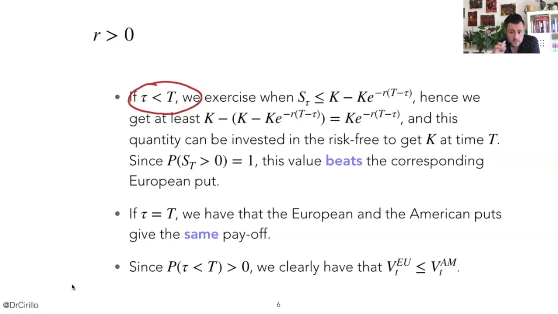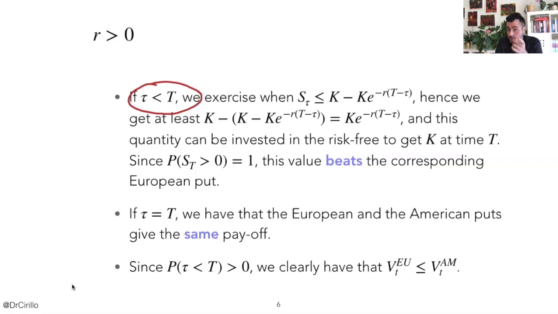Now, if we substitute the value of S_tau, we know that at least, because the value can actually be smaller than or equal to, but let's consider the equality, we get a value equal to K minus, in brackets, K minus K discounted at time tau. If you simplify, you immediately see that what remains is the quantity K multiplying e to the power minus r(T minus tau). Now, this quantity can be invested in the risk-free asset at the risk-free rate. And at time capital T, what we get is exactly the quantity K.